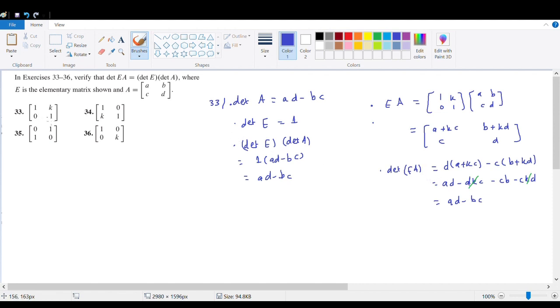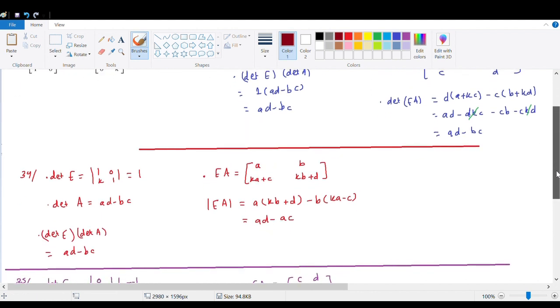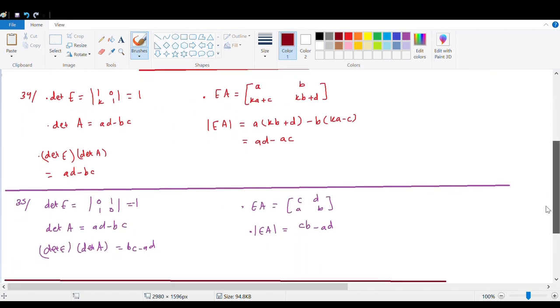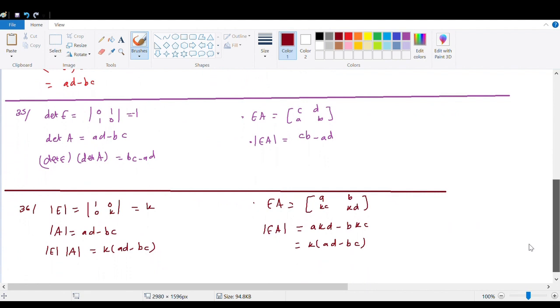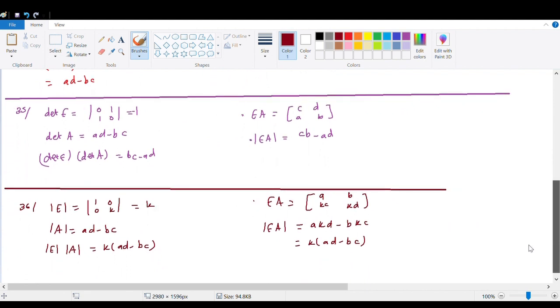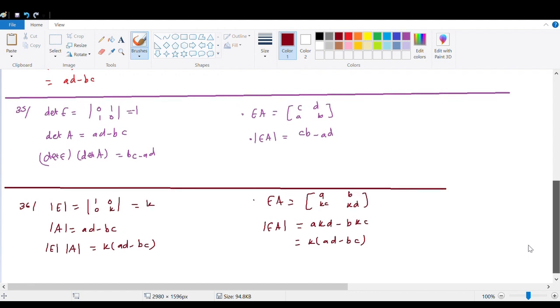So we confirm that the determinant of A multiplied by the determinant of E is equal to the determinant of EA. Similarly, we do the same thing for 34, 35, 36. For 35, 34, 36, we need to do the same thing. First, we find the determinant of A, which is this one, the determinant of E, which is this one, then the determinant of E multiplied by A. So this one is for 34, then this one is for 35, and the last one is for 36. We see that if we have multiplication between two matrices, then the determinant will be the determinant of the first one multiplied by the determinant of the second one.